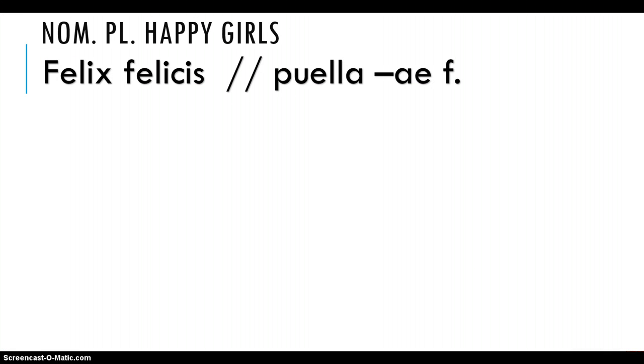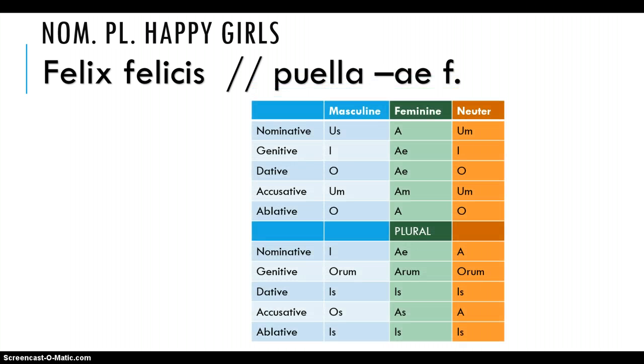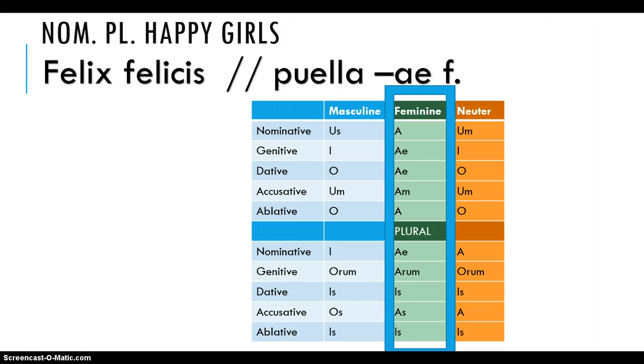All right, so this last one that I'm going to help you with is the hardest one yet. We're still doing nominative plurals, but we're doing happy girls. Now we're using a third declension adjective and a first declension noun. We haven't seen this yet this year. So puella, puellae is first declension, feminine. So we're concerned with this feminine chart. We are wanting nominative plural, which is AE.